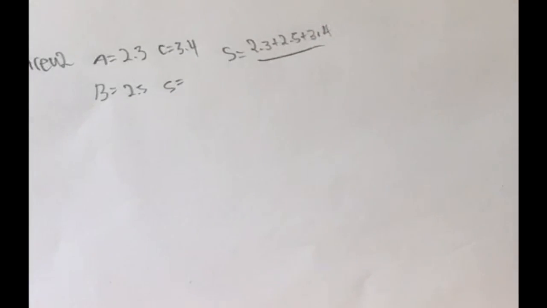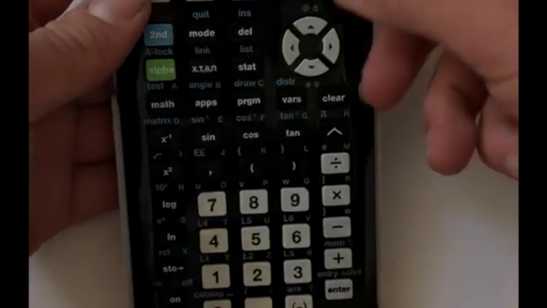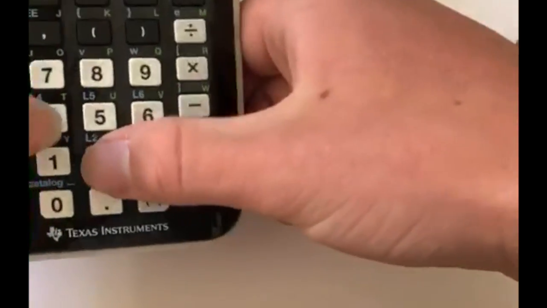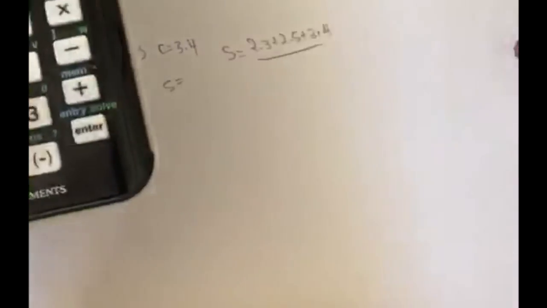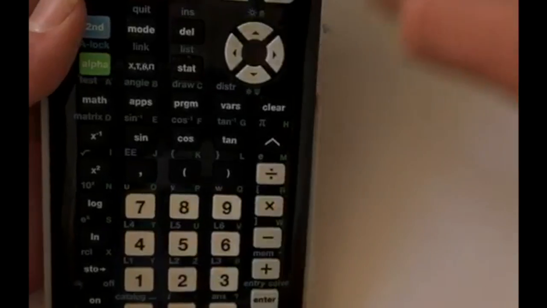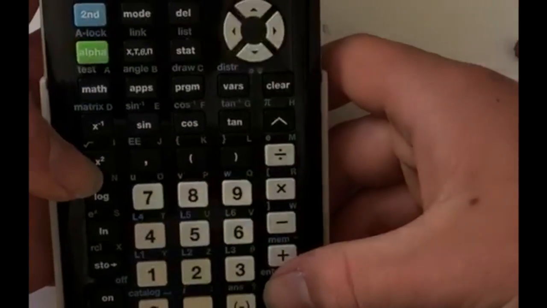And when we plug that into the calculator, we should be able to get S. So once we get S, we can then plug it into the area formula and solve for the area. So 2.3 plus 2.5, which is B, and then plus 3.4, which is C, is going to be 8.2, as you can see on the calculator right there. I'm going to divide that by 2, 4.1. So S is equal to 4.1.